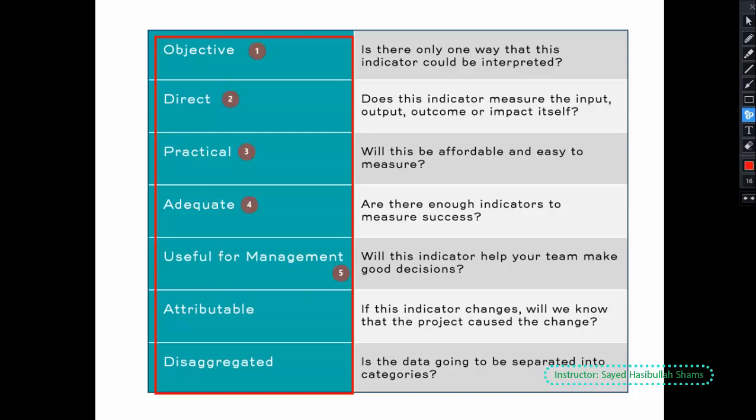Then the sixth is attributable. Attributable means to measure the change. The indicator must measure the change, and otherwise, if it does not measure the change, it will not be an attributable indicator. And finally, the aggregated indicator must be separated into different categories to understand if this is a strong indicator or not.